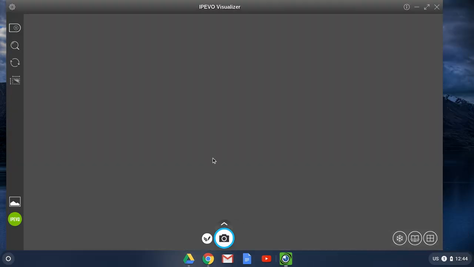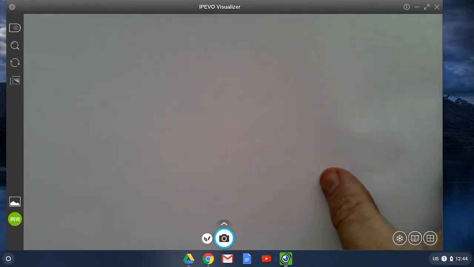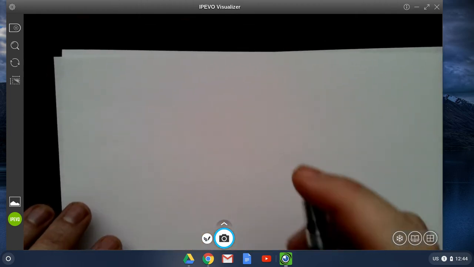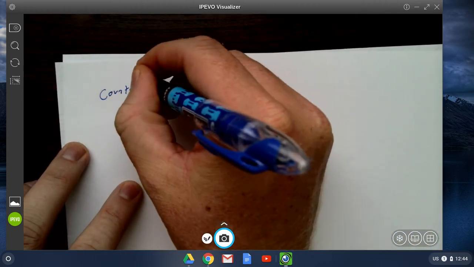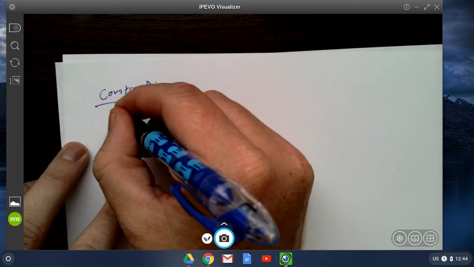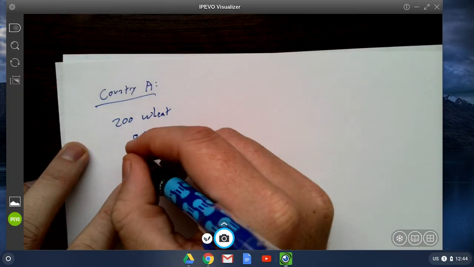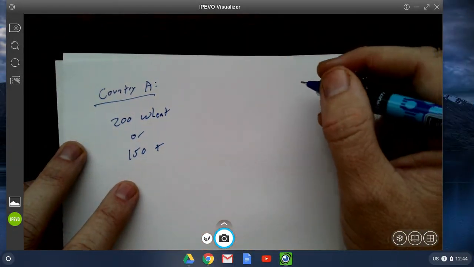Okay, so the steps to figure out who has a comparative advantage and who has an absolute advantage. I'm going to encourage you to write this out. So we said country A. They can either make 200 wheat or 150. I'm going to call it good X because the axis doesn't identify it.